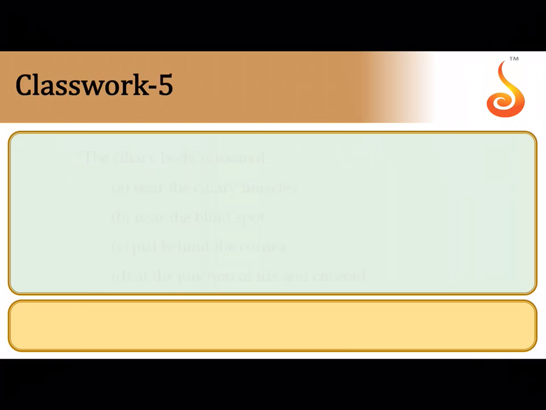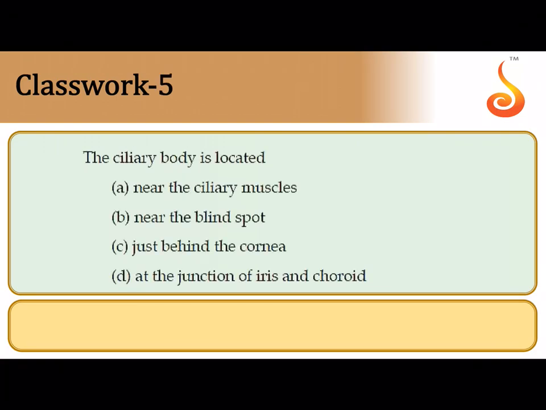pupil will constrict. The ciliary body is located at the junction of the iris and choroid. The choroid is the middle layer of the eyeball, the point where the iris originates and extends slightly outwardly. Inside you have the ciliary body with the suspensory ligament holding the lens in position.